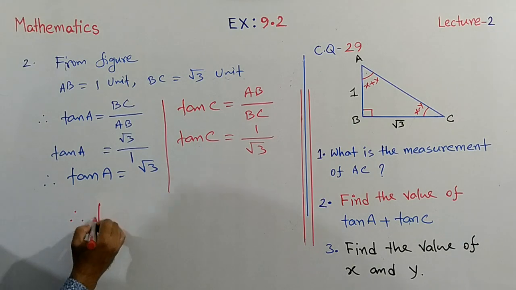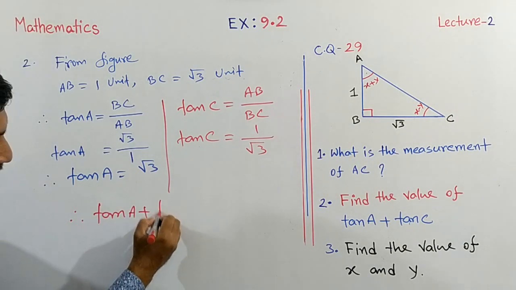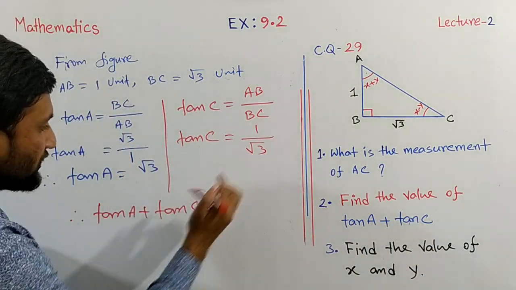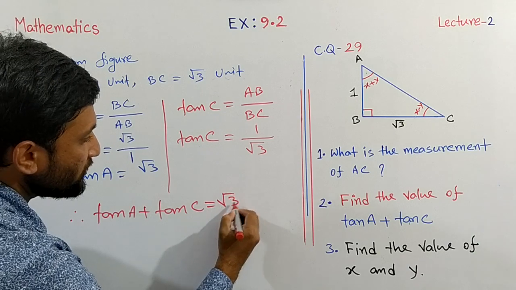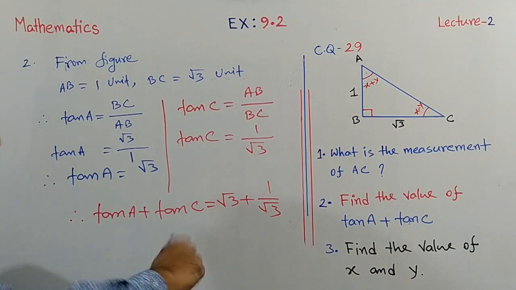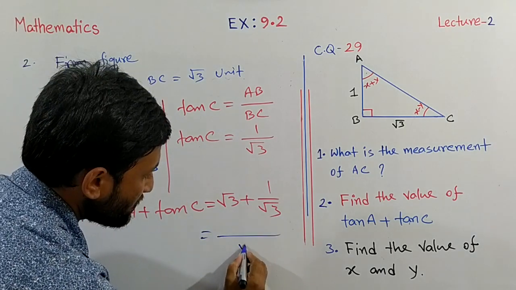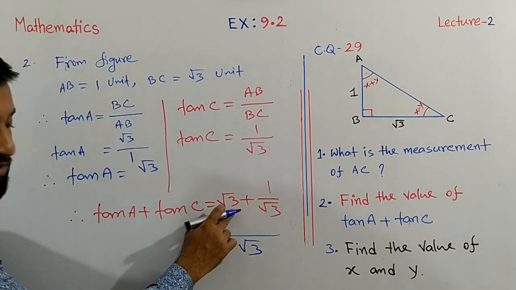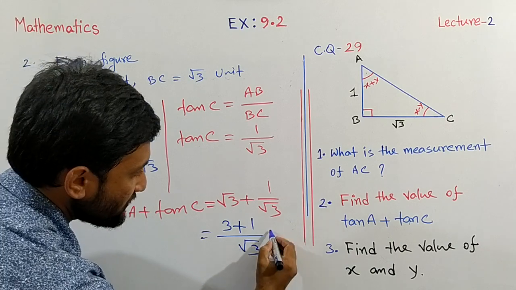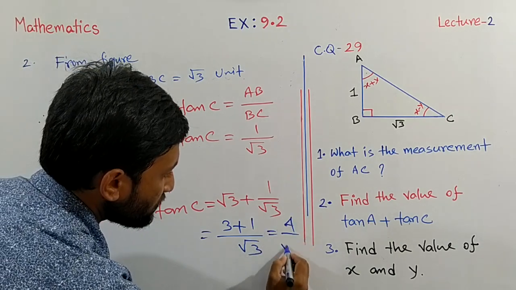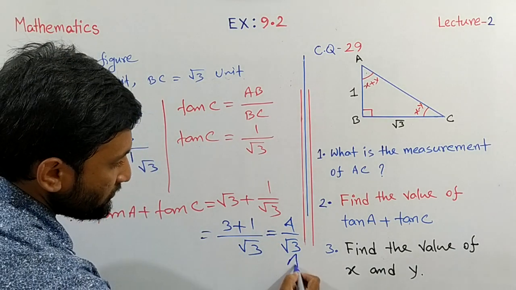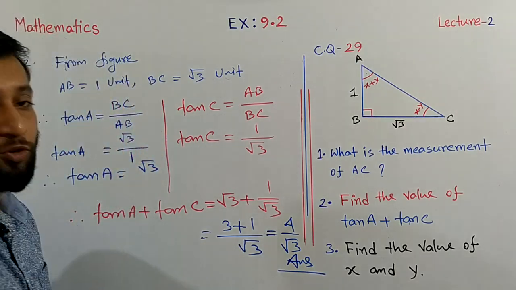So add these two, tan A plus tan C. We have to find the value of tan A plus tan C. So add these two terms, tan A plus tan C equals root 3 plus 1 by root 3. Now by simple calculation we can get the LCM is root 3. So root 3 into root 3, that means only 3, and then plus 1, the answer is 4 by root 3. This is answer. I hope everybody clear.